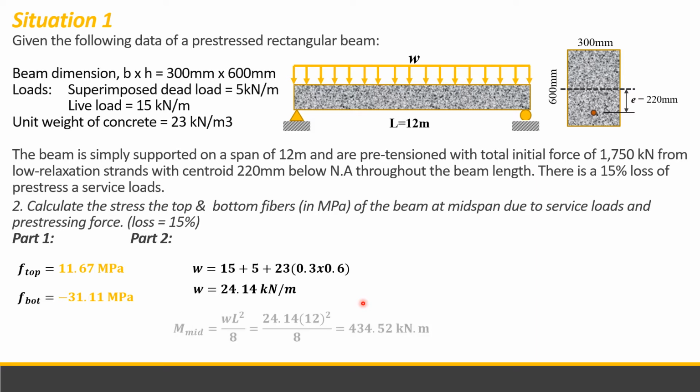Okay, so now we have the dead load. We have the distributed load. So we will solve the maximum moment for the beam, which is at the midspan. And the formula for that is omega L squared over 8. So we have 24.14 for the distributed load times 12 meter na span squared over 8. So the maximum moment at midspan is 434.52 kilonewton meter.